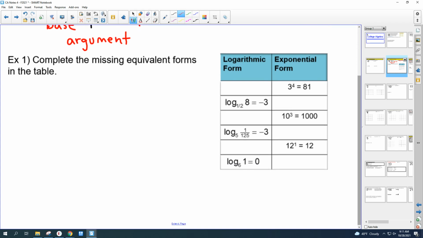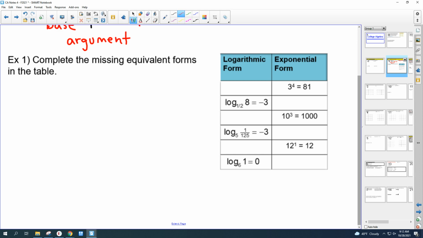Number 1 says complete the missing equivalent forms in the table. We can go back and forth between logarithms and exponentials, and that's going to be useful for us in several problems. Our brains, for some reason, handle exponentials better. It's just easier to process an exponential, but we'll want to go back and forth at certain times. But if you remember that a logarithm is equal to the exponent, it's going to be easy for you to go back and forth.